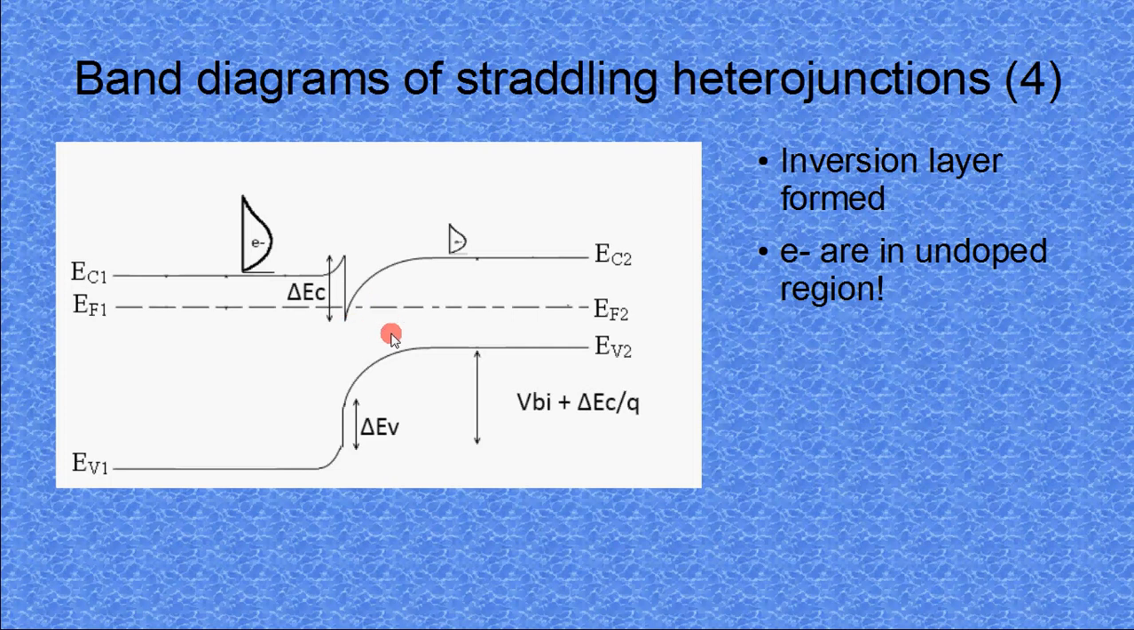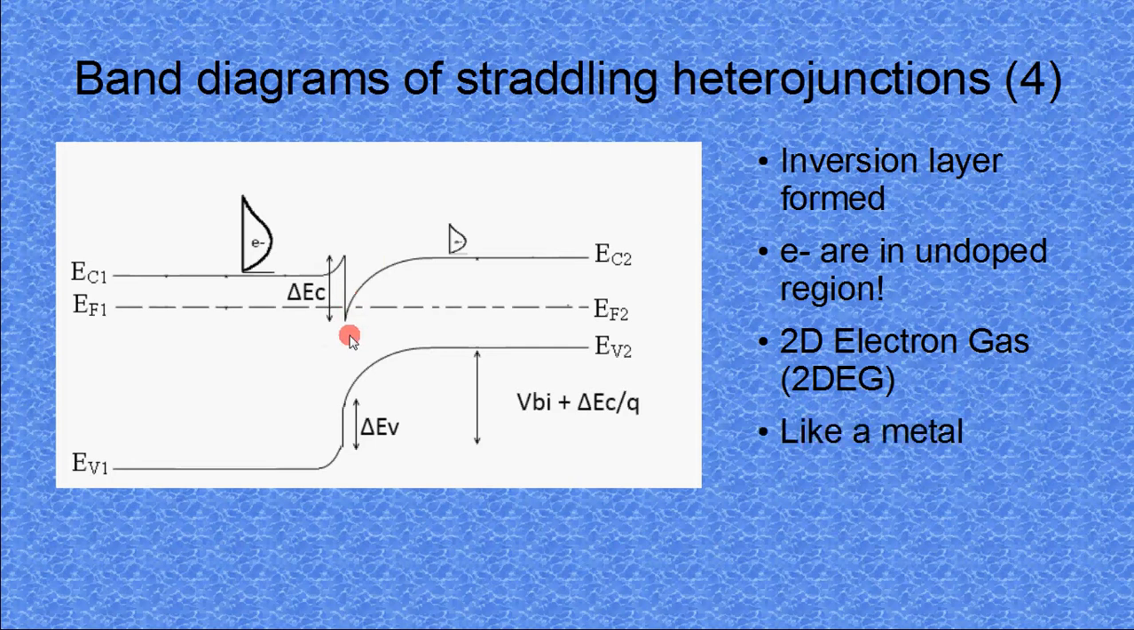So these electrons exist as a two-dimensional gas, just like in metals. In metals, if you remember, the Fermi level is above the conduction band, and they're all in a big cloud. So it's a similar sort of quantum effect happening in this region.